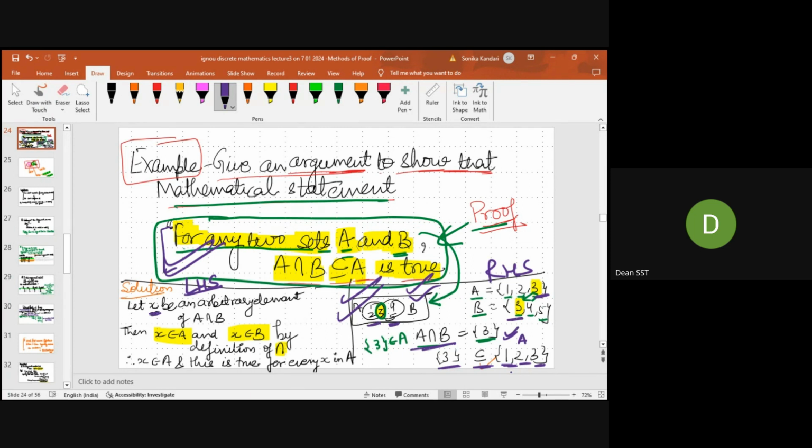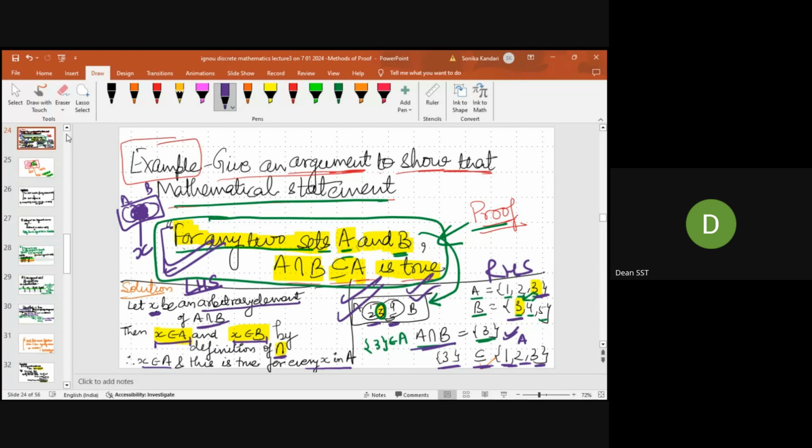Let X be any arbitrary element. We have taken X, and X comes under the intersection of A and B. So if you have set A and set B, and this is the supposed intersection portion, this is X. It means X belongs to A and X belongs to B by definition of intersection. So we can say X belongs to A, and the above statement is true.